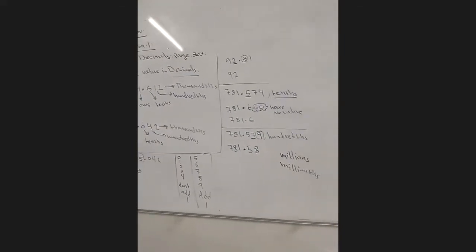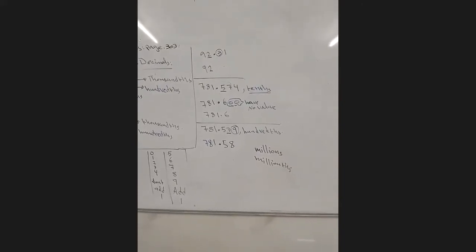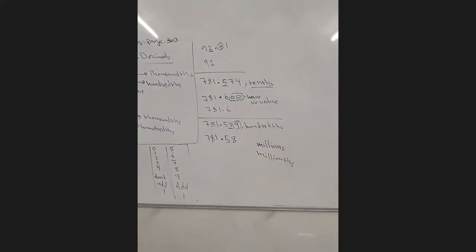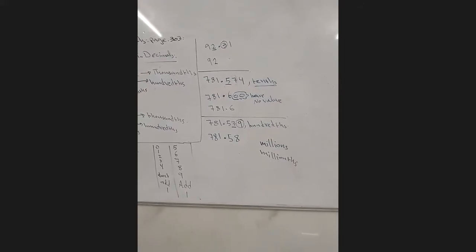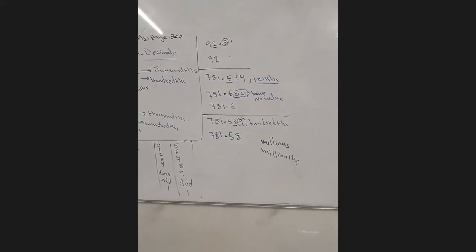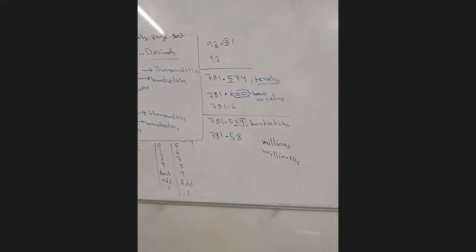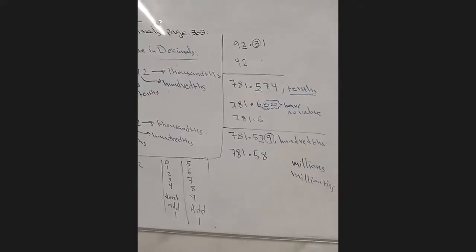What if we have 5, 6, 7, 8, 9? We will add 1. And if we have 0, 1, 2, 3, 4, we will not add 1. Give me an example, Mr.